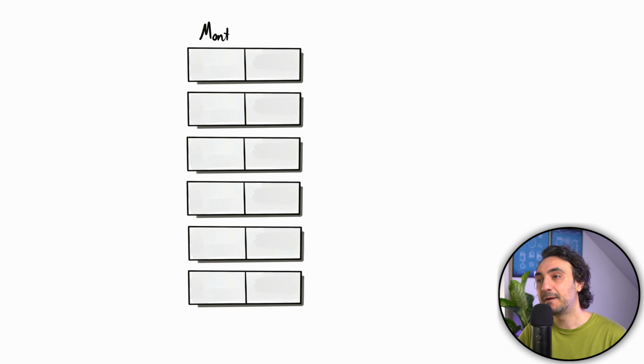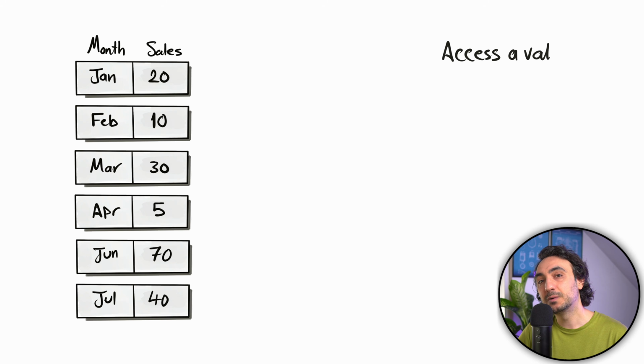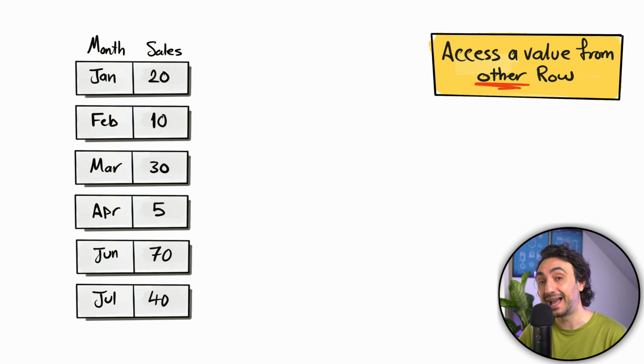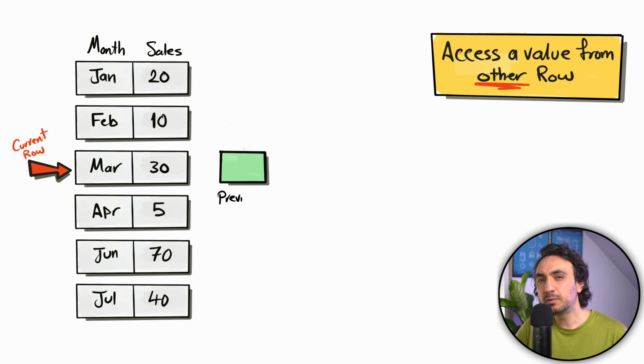Alright everyone, so now we have this very simple example. We have the months and the sales. Now we can use the value functions in order to access a value from another row. So in order to understand it, let's say that SQL is now processing the months and we are currently at the month of March. Now for example, I would like to access the value from the previous month, from February. So in order to do that, we can use the lag function in order to get the value of 10.